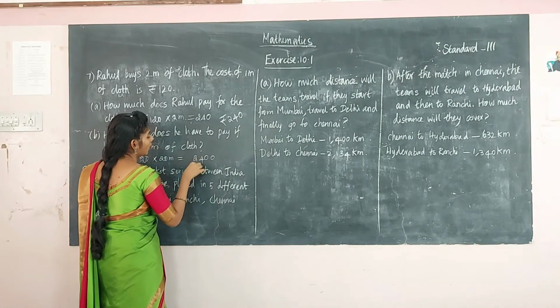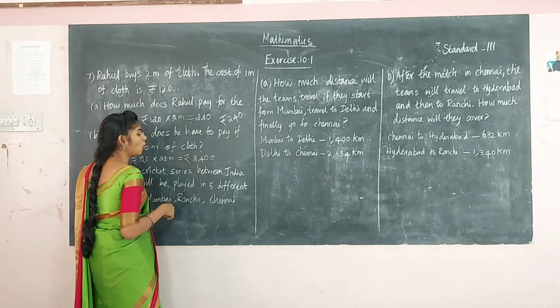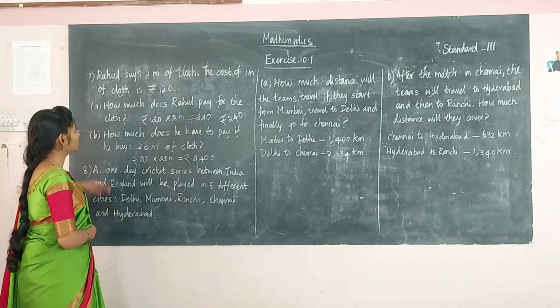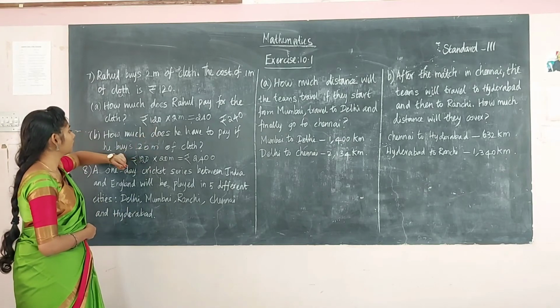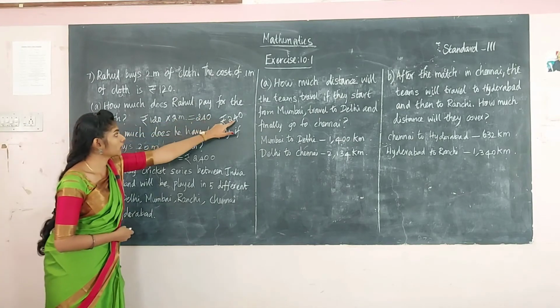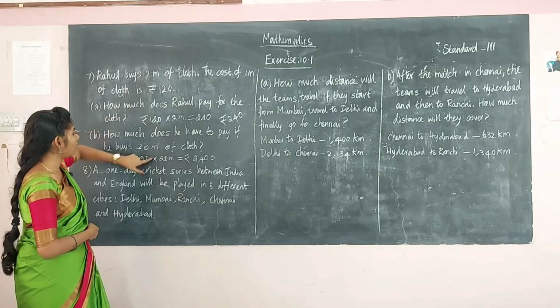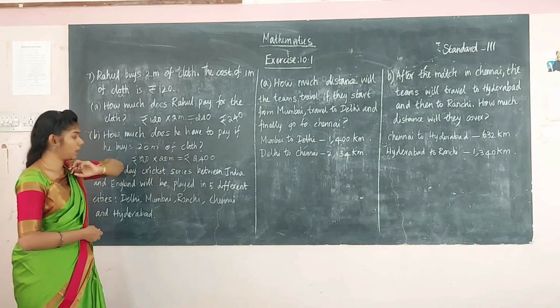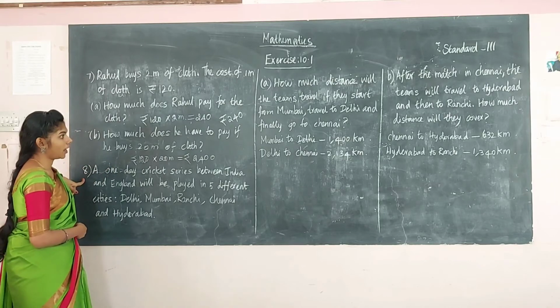So he needs to pay 2400 rupees for 20 meter cloth. So this is the answer for these two questions. So 240 for 2 meter cloth, and for 20 meter cloth 2400 he will pay. And see the next question, 8th question.